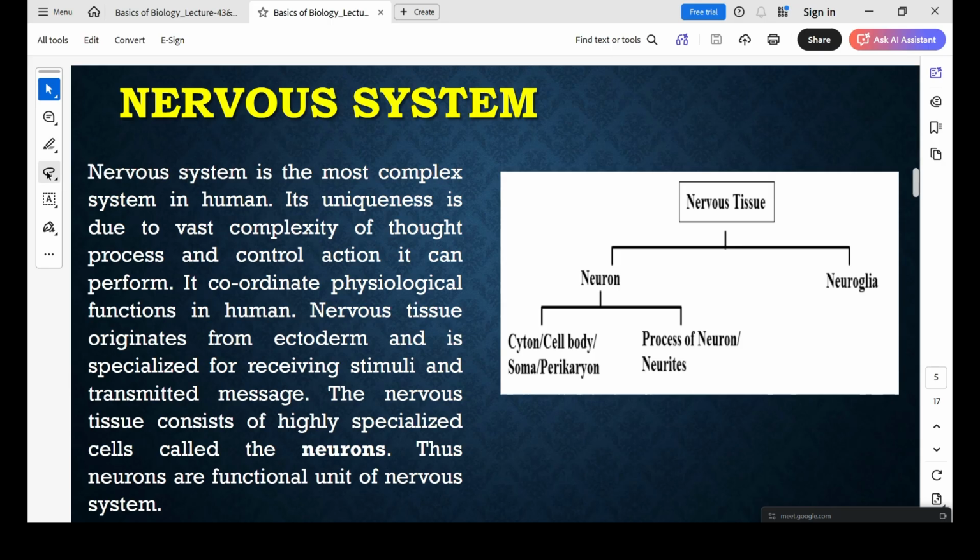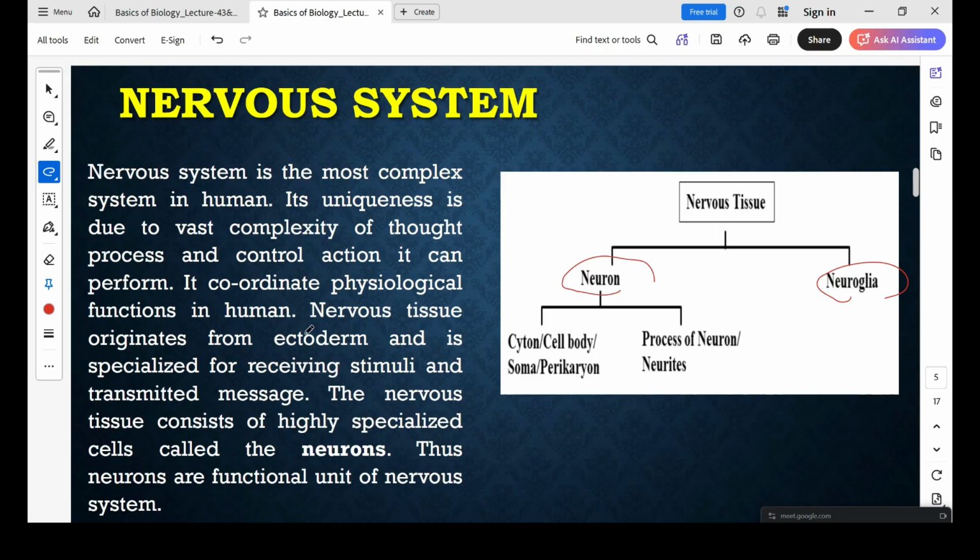The nervous system has neurons and neuroglia. The neurons can have the cell body, the cyton, which has most of the organelles, or the neurites, the processes of the neuron, which are responsible for conduction of the information.